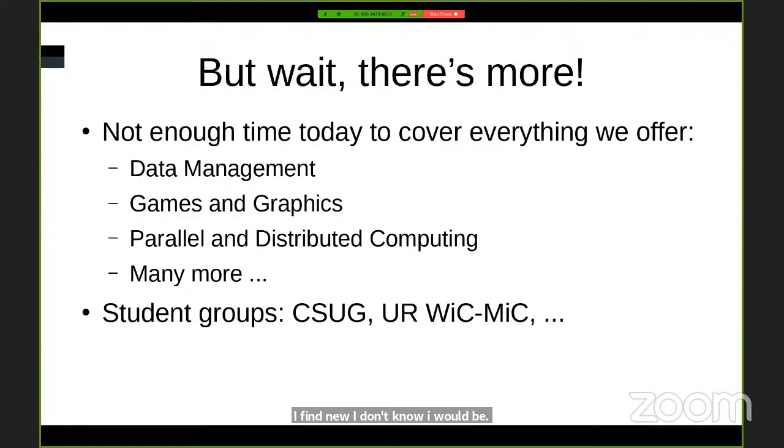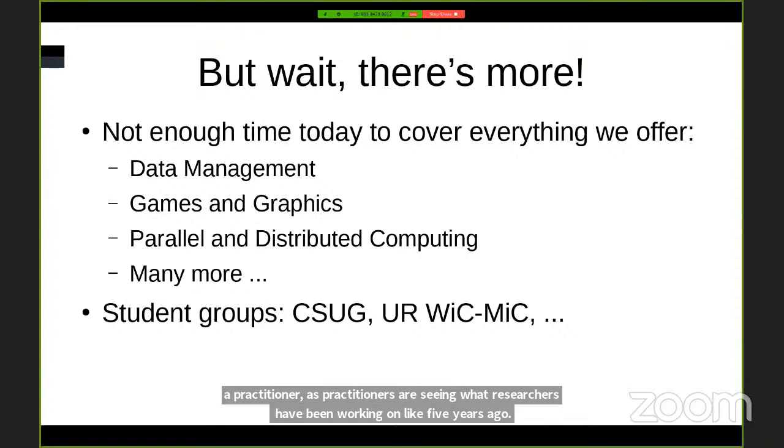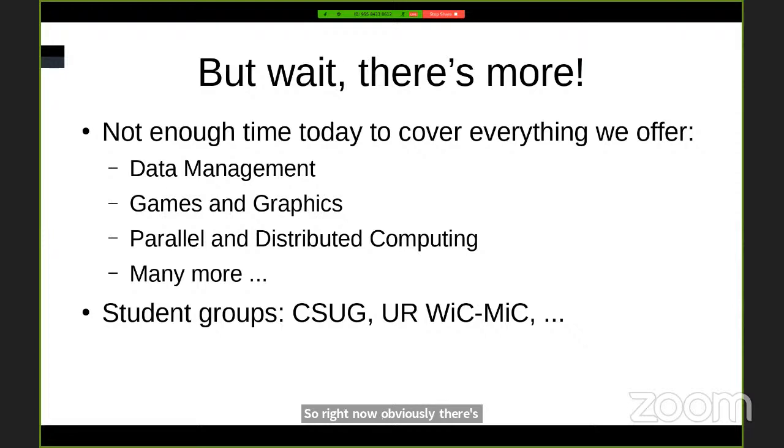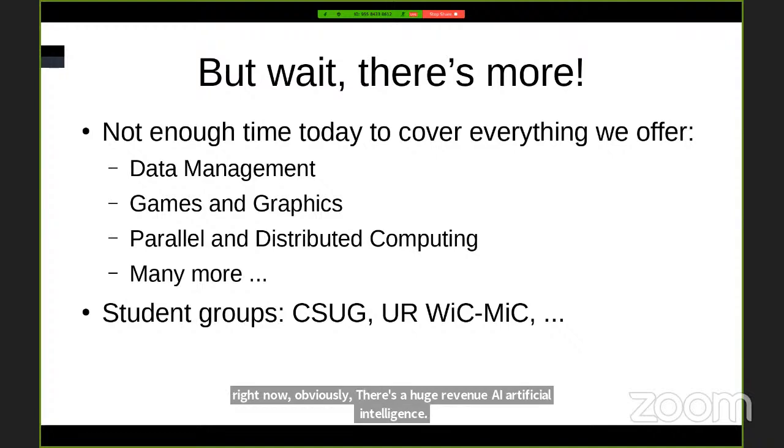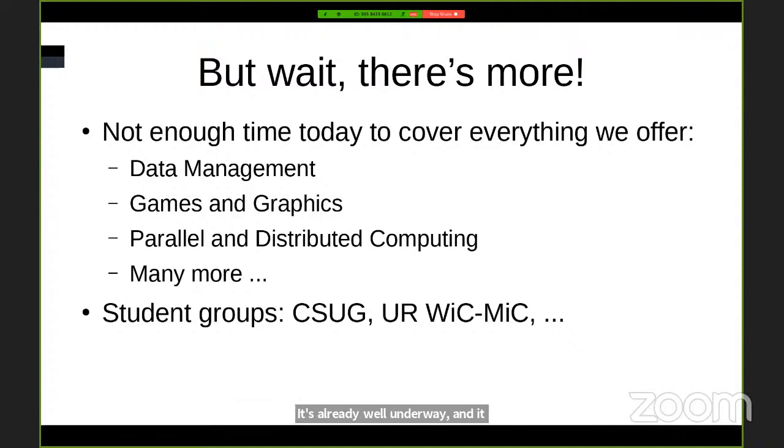So the next big wave differs for a researcher and for a practitioner, because practitioners are seeing what researchers have been working on like 5 years ago. So right now, obviously, there's a huge wave in AI, artificial intelligence. It's already well underway, and it is solid enough that I think it will continue for a few more years.